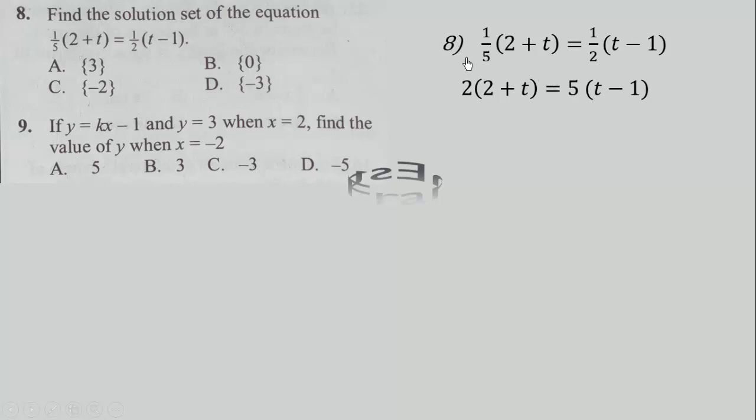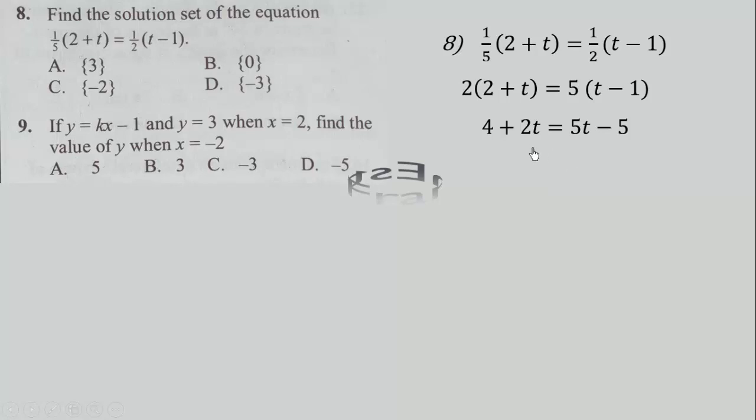The same thing we will get if we had multiplied through by 10. So 5 goes into 10 2 times, and 2 goes into 10 5 times. So that will give us the same result. Now the next thing we are going to do is to expand the bracket. So let's multiply what is outside here by everything inside. So 2 times 2 will give us 4, and 2 times t will give us 2t. The same thing we repeat over here to get 5t minus 5.